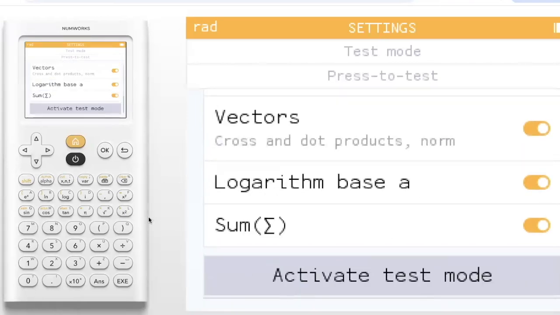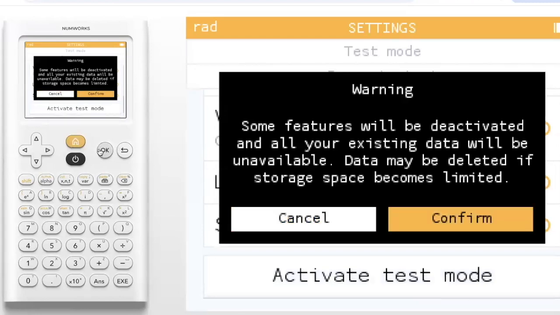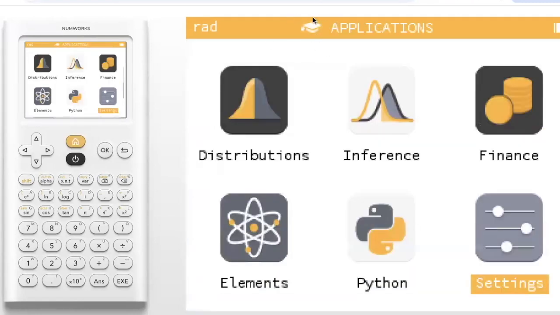You would then just activate test mode. When it's activated, you're going to confirm. And then you'll have this graduation cap right up in the corner. This is how you're going to know that your calculator is in a test mode. So even if a student accidentally puts it in a test mode, you will be notified by this graduation cap. That means that something is off on the calculator, and it would have to be plugged into a computer to reset.